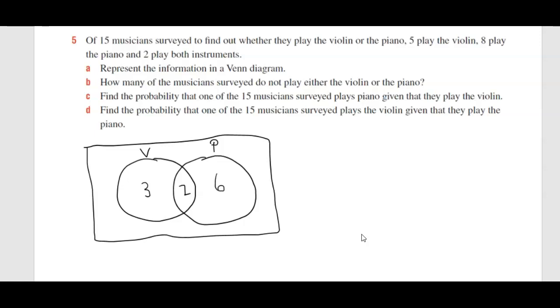And what do we got? 5 play the violin, 8 play the piano, and 2 play both instruments. And we've only got 11 here, so I'm assuming there's a 4 on the outside, but I might just double check that. All right, so that's good. So the 4 is on the outside because it didn't say the musicians had to play both violin and piano, so the other 4 might play the drums or guitar or something.